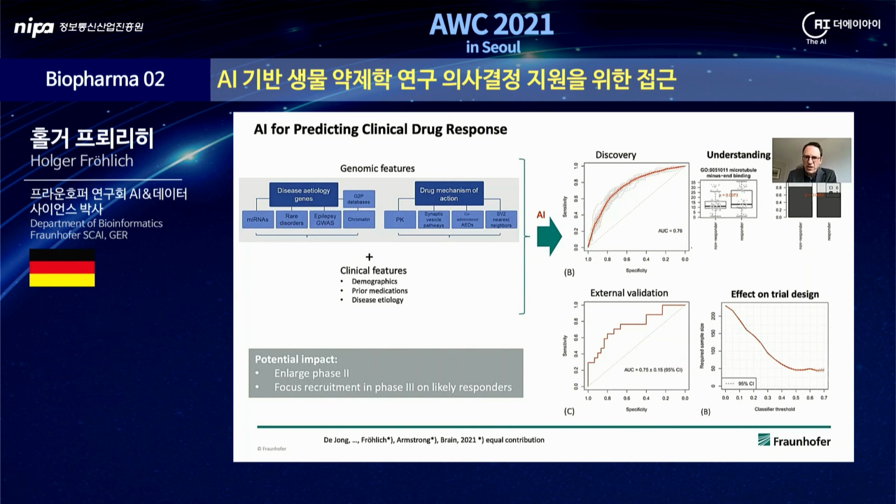Our approach can be seen as a blueprint for similar projects in the area of precision medicine. It could be adopted in a strategy that enlarges phase 2 trials to build models and subsequently focuses the recruitment in phase 3 on likely responders. This would dramatically reduce sample size in phase 3.